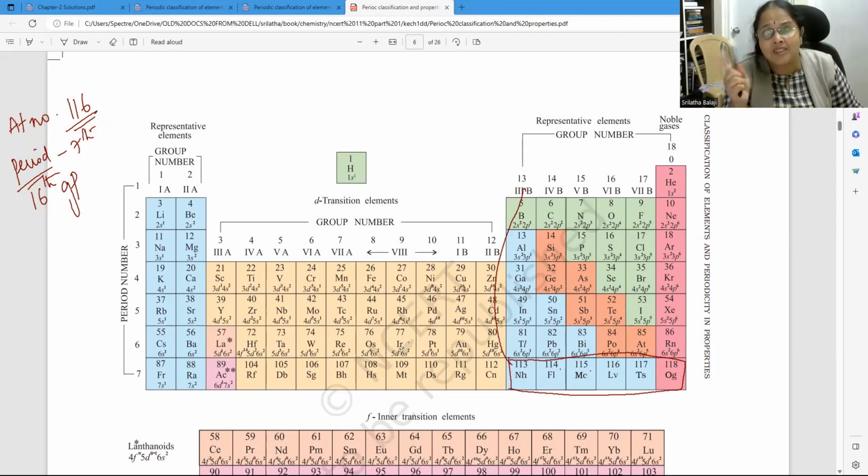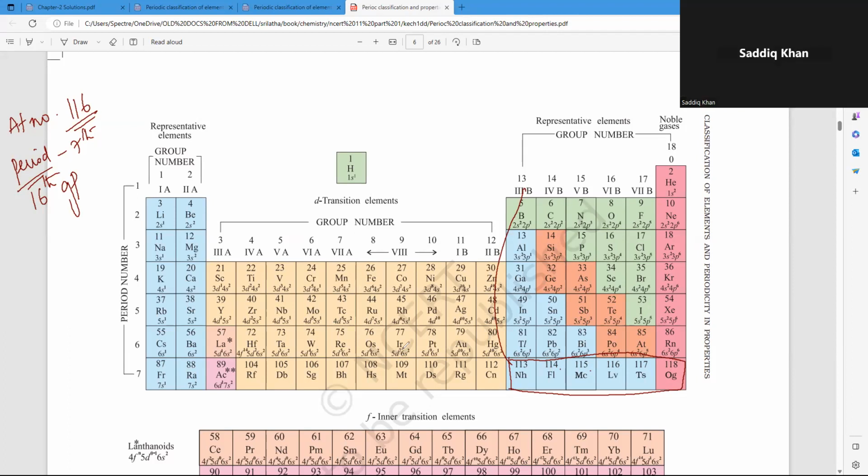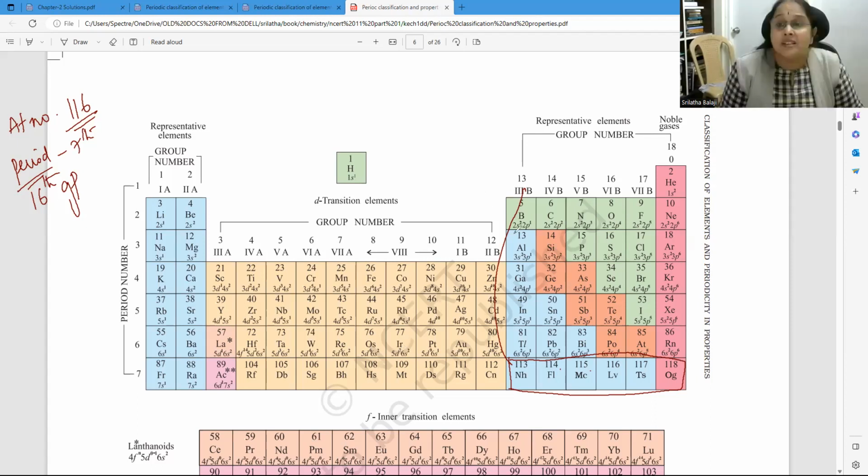Can you see some relation there? What is it? Group number plus 100. Are you able to get that? Yes, ma'am. For some groups only it's applicable, not all groups, of course. Even your third period elements have the same thing: 13, 14, 15, 16, 17, 18, the group numbers and the atomic numbers are the same.